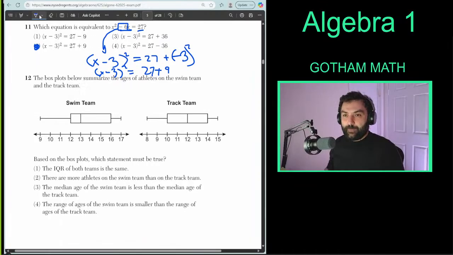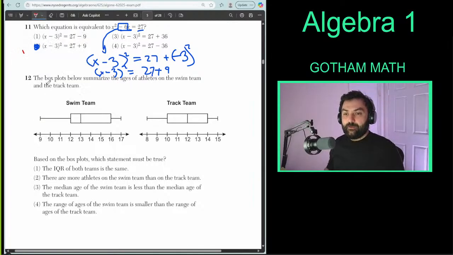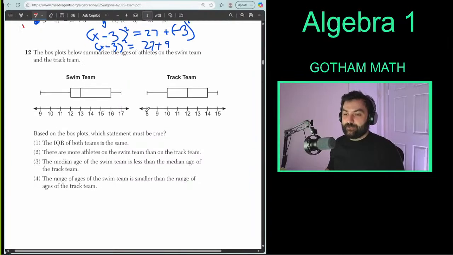All right. The box plots below summarize the ages of athletes on the swim team and the track team. Okay, so this is what? Box and whiskers. Those things are whiskers. Based on the box plot, which statement must be true?